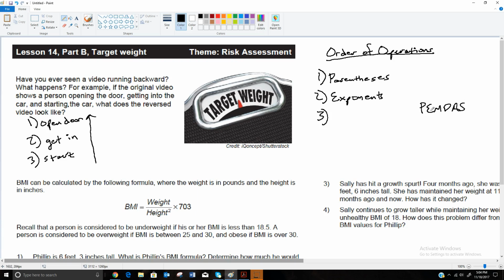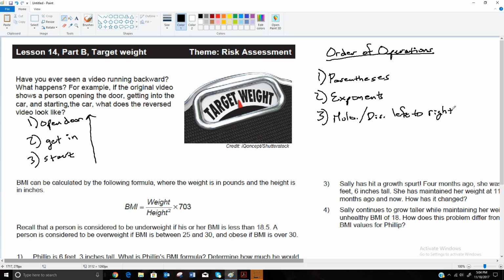So when you see PEMDAS, it looks like there's 6 steps in the order of operations. But that's not the case. There is not 6 steps in the order of operations. It's not parentheses, then exponents, then multiply, then divide, then add, then subtract. So I'm going to write this a different way. It's parentheses, then exponents. The third step is multiply and divide left to right.